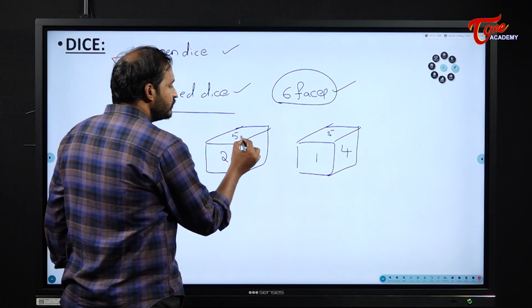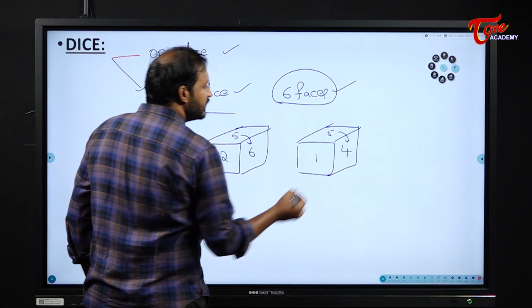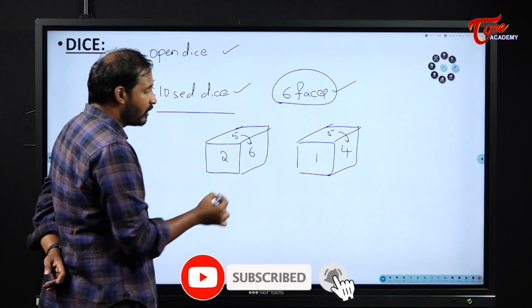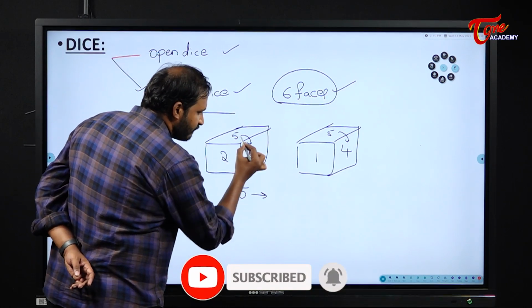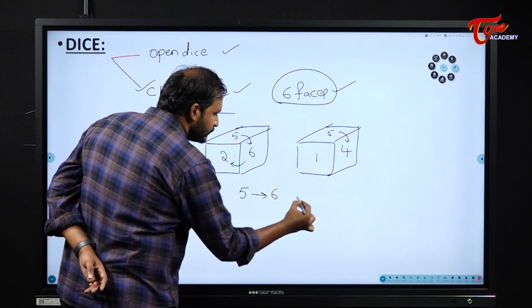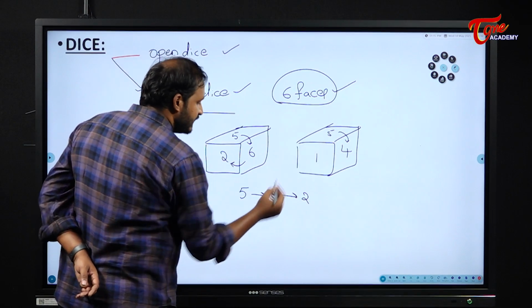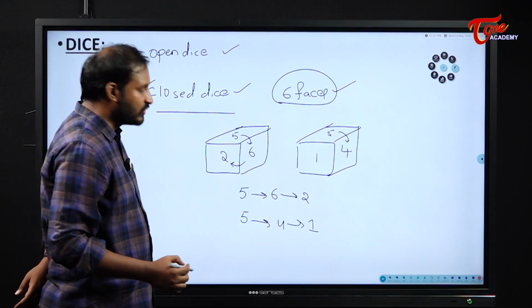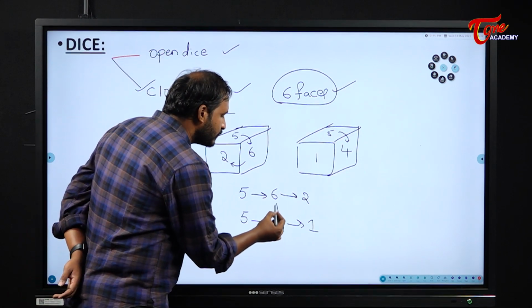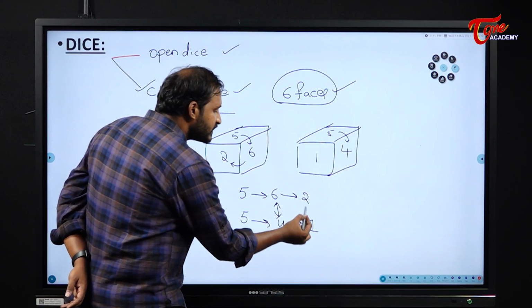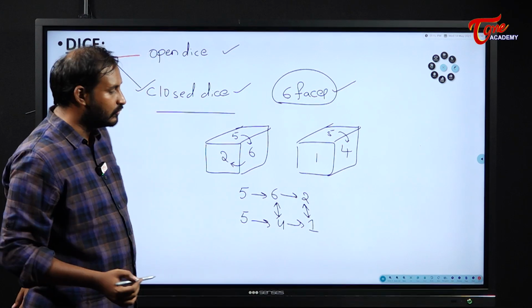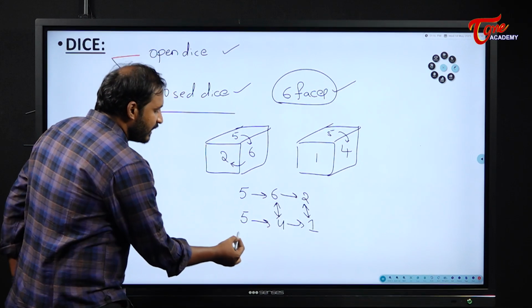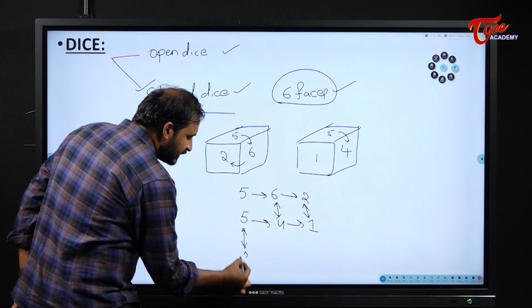So what you will do is either move clockwise in both the dice from 5 or move anti-clockwise from both the 5s. It is up to you. Now here I will move clockwise. After 5, what do I have here? 6, and then next 2. And similarly here I have 5, then next 4, and then next 1. So from this, we can understand 6 is opposite to 4, 2 is opposite to 1, and 1 is opposite to 2. The only number which is not mentioned here is 3. That 3 will be opposite to 5.